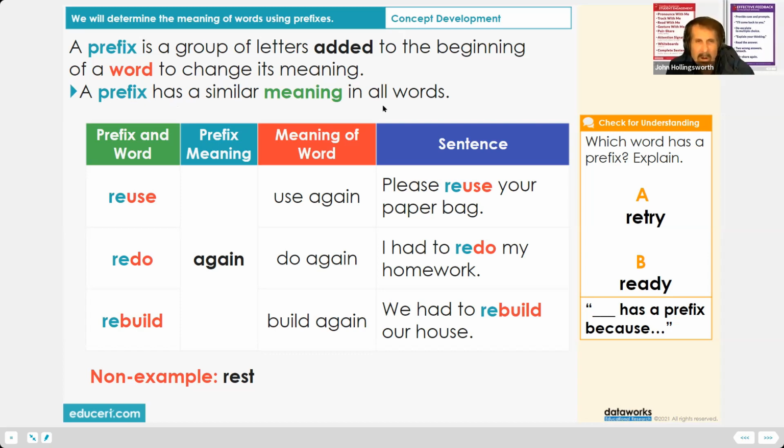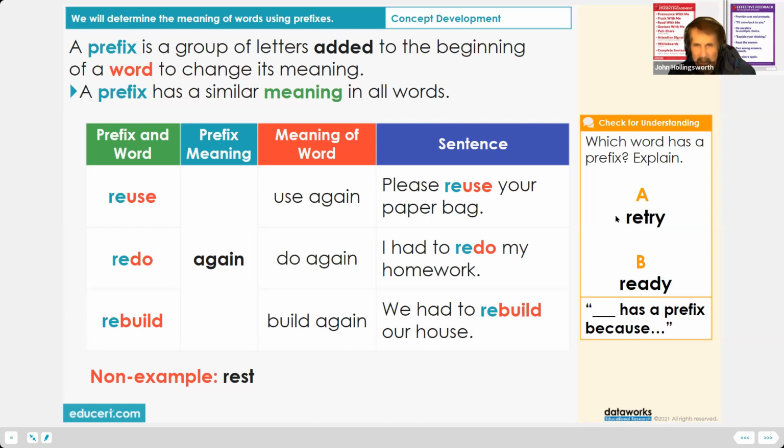A prefix has a similar meaning in all words. So if we've got the prefix RE, that means we're going to do it again. Let's read our examples. Reuse, redo, rebuild. So this means what? We're going to use it again. We're going to do it again. We're going to build it again. And here's some examples. So we would spend a few minutes there. Now we're ready to do.